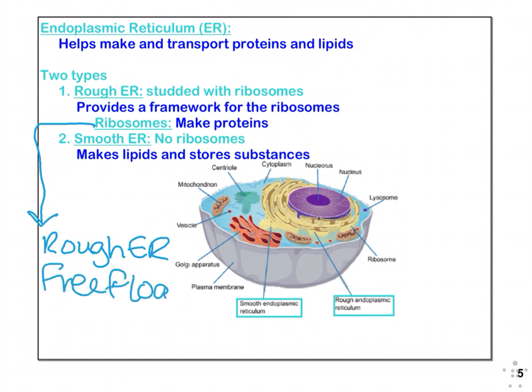And where would they be free floating at? In what structure or what substance? The cytoplasm, and more specifically, the cytosol. Very good. The smooth ER makes lipids and stores other substances. So the smooth ER does not have ribosomes on the outside of it, so it looks smooth. And the way I remember it makes lipids, lipids are the fats and the oils, and they're slippery substances. Smooth and slippery. Does that make sense? Okay.